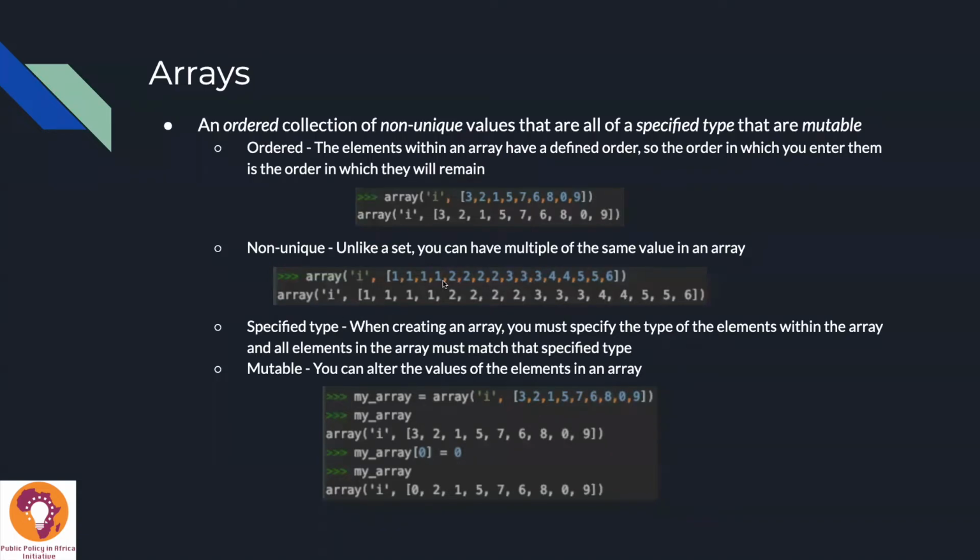So we can have repeats of the same value. If I repeat 1 four times, we see four ones in the output. If we repeat four twos, we see that there. Three threes, we see it here in the output. Two fours, two fives, one 6. So you can repeat values as much as you want in an array.